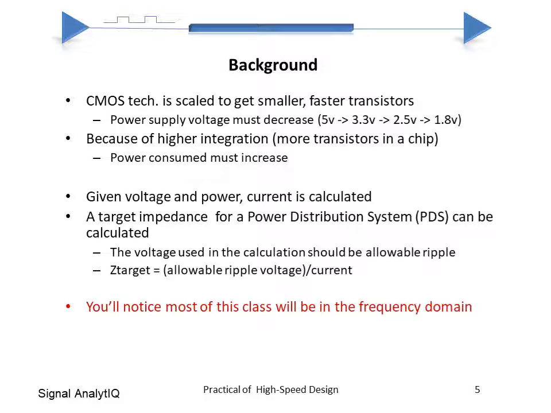Based on this, for a given voltage and power, the current would be calculated. As per this, we should have a target impedance for a power distribution system, which can be calculated. The voltage used in this calculation should be within the allowable ripple, and you derive the impedance target by dividing the allowable ripple voltage by the current. Note that in this class we will mostly be discussing in the frequency domain.